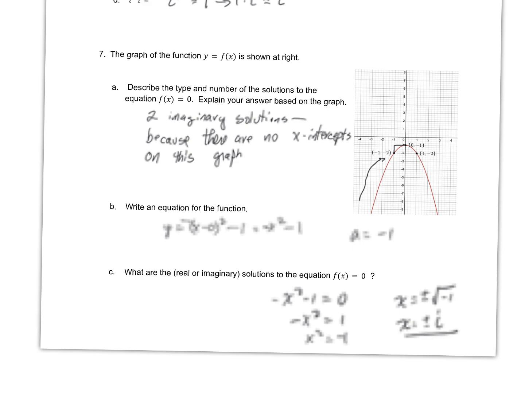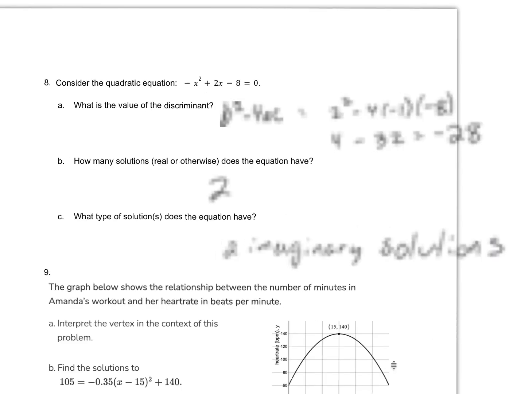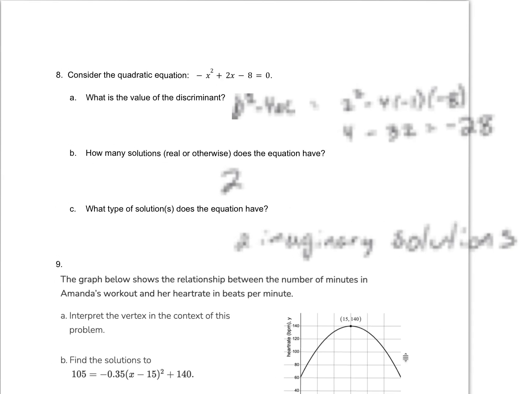Next, we have a quadratic equation that's given here, and it asks you what is the value of the discriminant. The discriminant, b squared minus 4ac. I plug it in, I get 4 minus 32, or negative 28. How many solutions, real or otherwise, does the equation have? It has 2 solutions. And what type of solutions are they? They are 2 imaginary solutions.